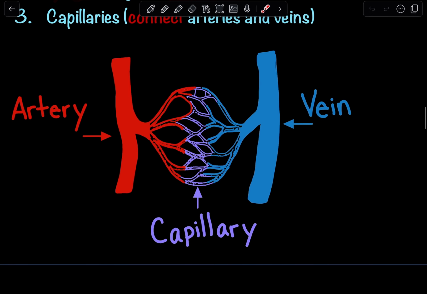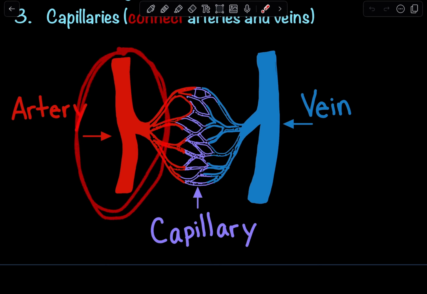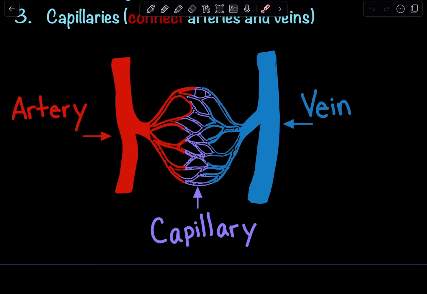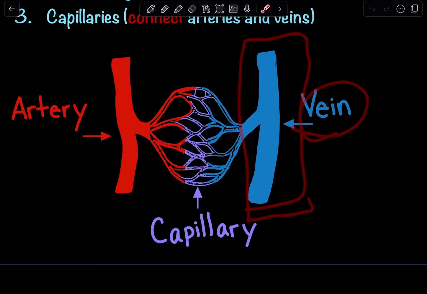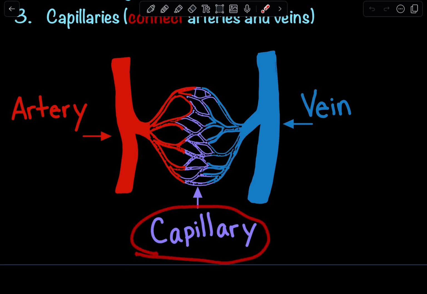Here we just have a very simple schematic of an artery, vein, and capillary. So we have our artery, which is carrying oxygenated blood. That's why we have it denoted in red. Then we have our vein, which has deoxygenated blood, which we're depicting in blue. And then our capillary is just purple, which is the in-between shade of red and blue, which is connecting the vein and the artery.